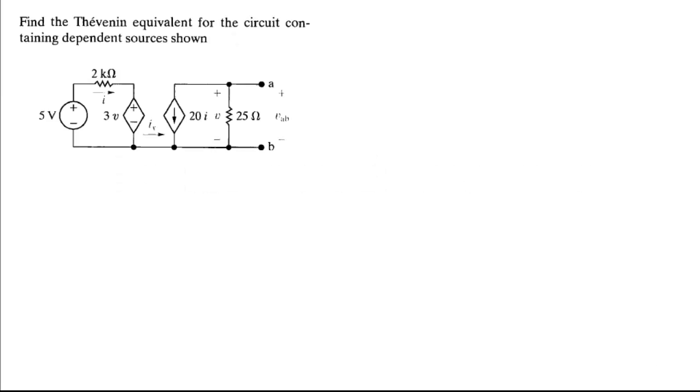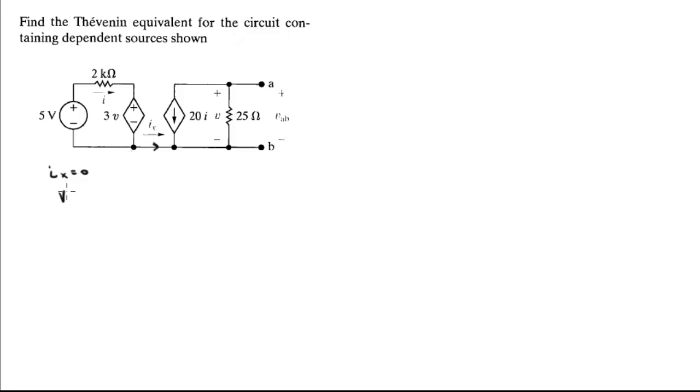forthesakeofeducation.com. Alright guys, let's do this problem that says find the Thevenin equivalent for the circuit containing dependent sources shown. So, the first thing that you gotta take into account is that since the current going through this cable right here is ground to ground, it is not doing anything. So Ix is equal to 0. This is an important point to take into account.